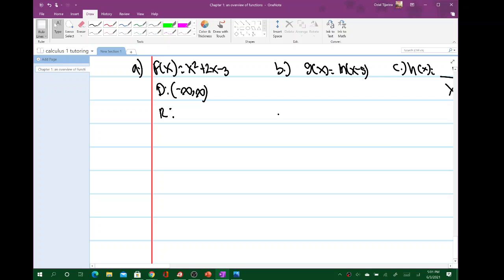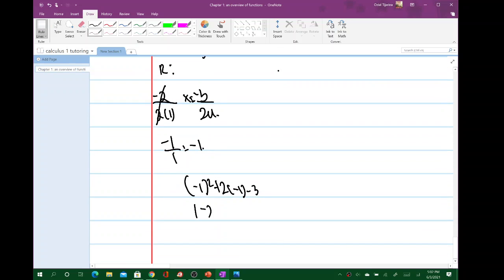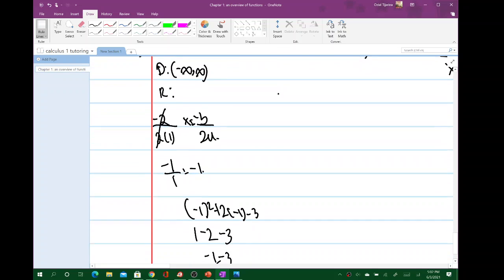So basically, to find the range, we have to find the vertex. To find the vertex, we do negative b over 2a, right? X equals negative b over 2a. So it's negative 2 over 2 times 1. This cancels out. We get negative 1 over 1, which is just negative 1. We plug it back in on our function. We get 1 minus 2 minus 3. This is negative 1 minus 3. This is negative 4. So our vertex is negative 1, negative 4.